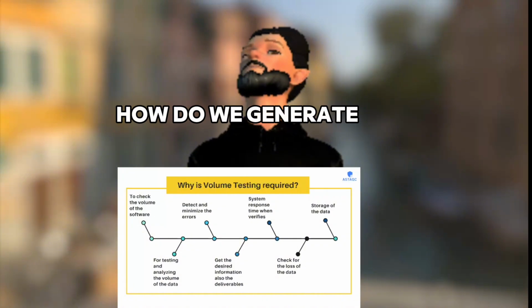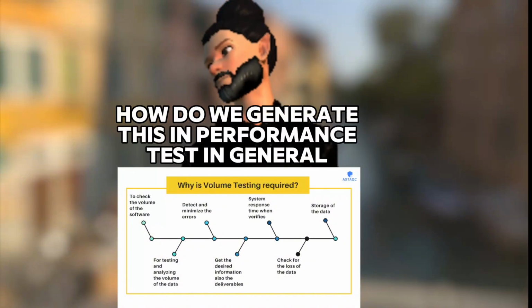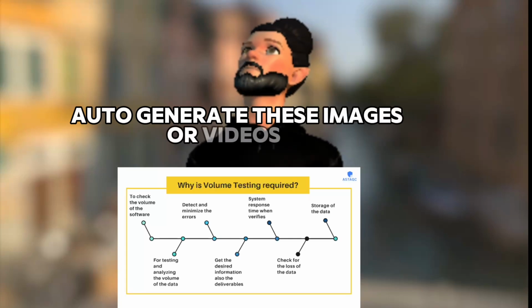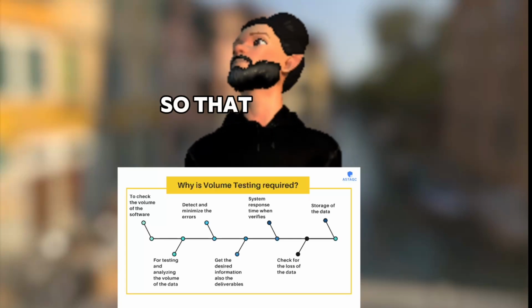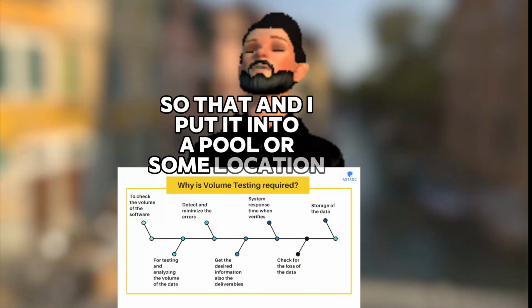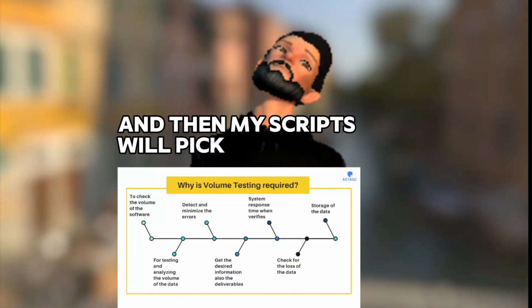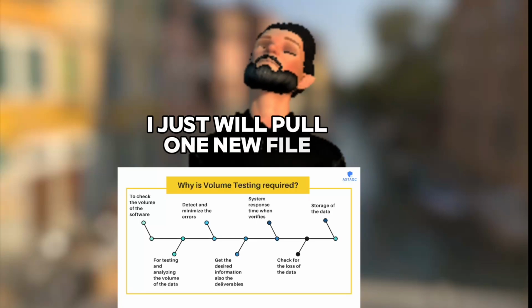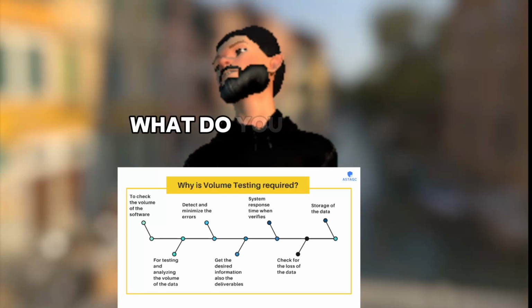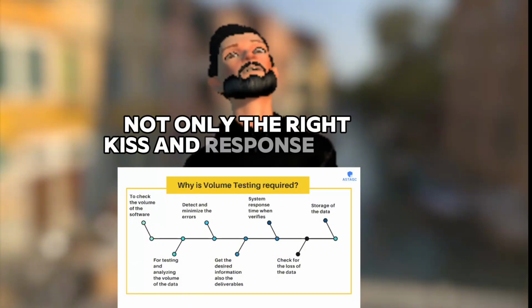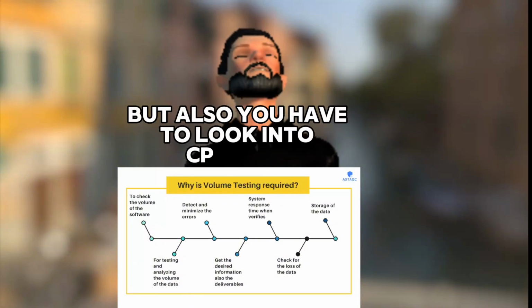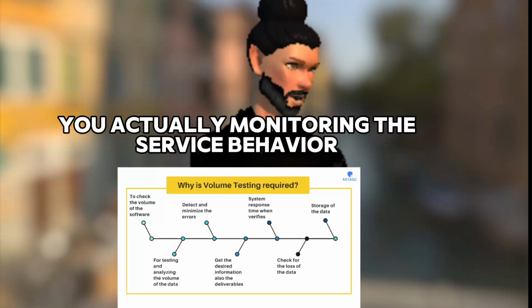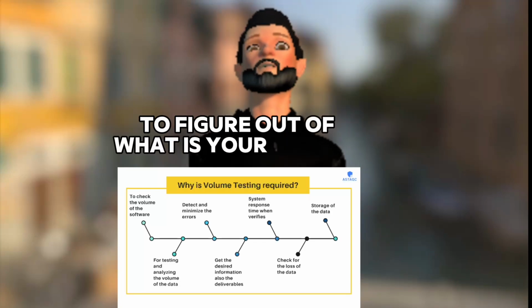How do we generate this? In performance testing in general, personally, I would auto-generate these images or videos at runtime and put them into a pool or some location. Then my scripts will pick these files and send them one by one, or each request will pull one new file to send to the service. We need to identify not only the request and response time, but also look into CPU usage and memory utilization. You are monitoring the service behavior to figure out what your volume is.